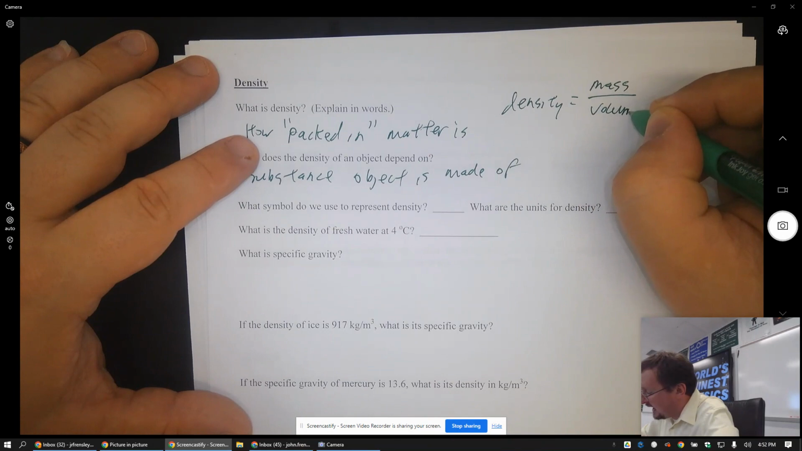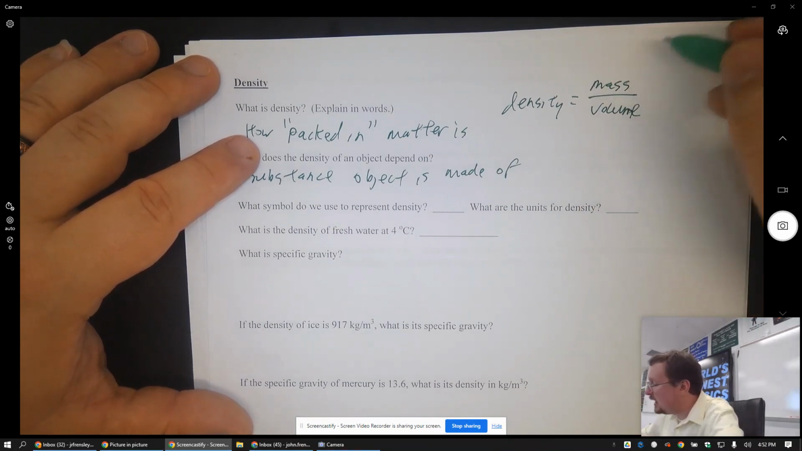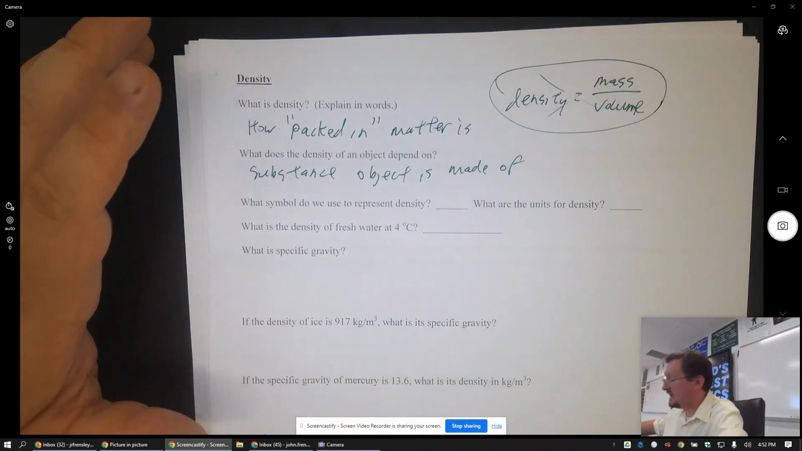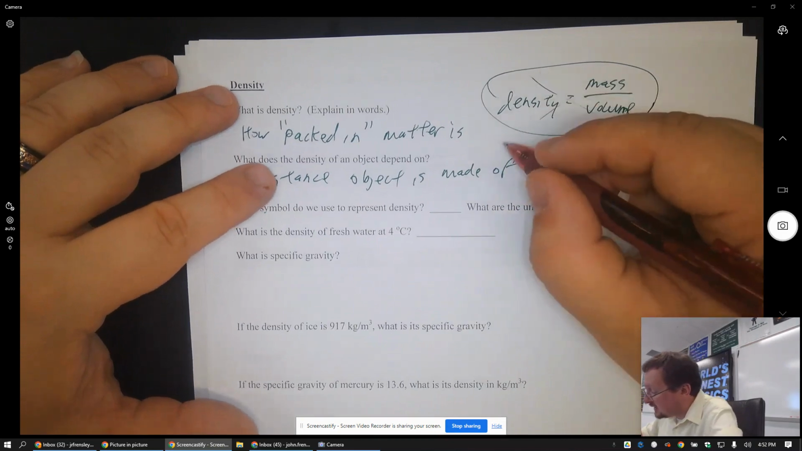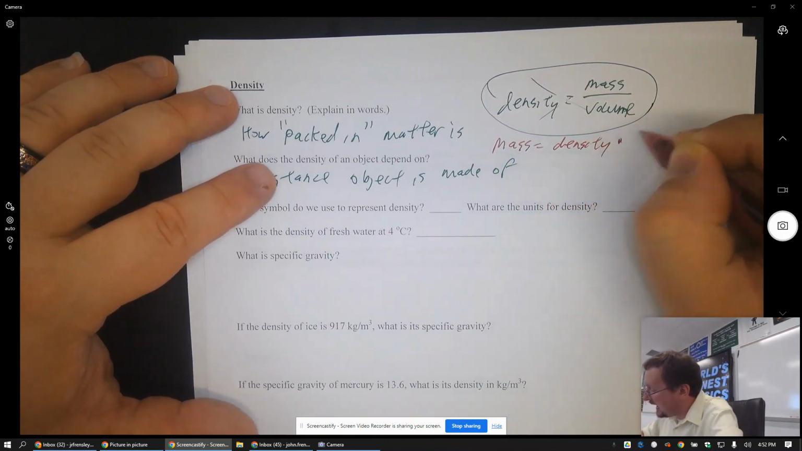But I'm actually not ever going to write this. I'm going to rarely write it like this. I'm sorry, my handwriting is terrible. So this is not my favorite way to write the density equation. It's not wrong. It's just that you're going to see me more likely write mass equals density times volume.